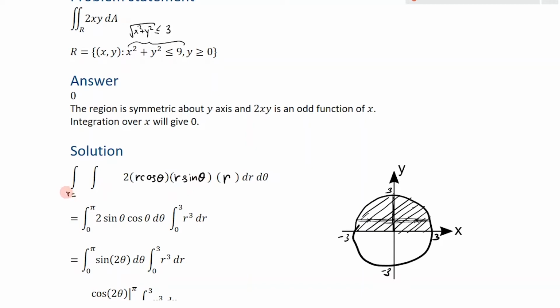For theta, it's 0 to what? Let's see. We are integrating over this region. You see that this line corresponds to theta equals 0. And then we're integrating like this, and we go all the way to theta equals pi. And then here r equals 0 to 3. So lines like this.